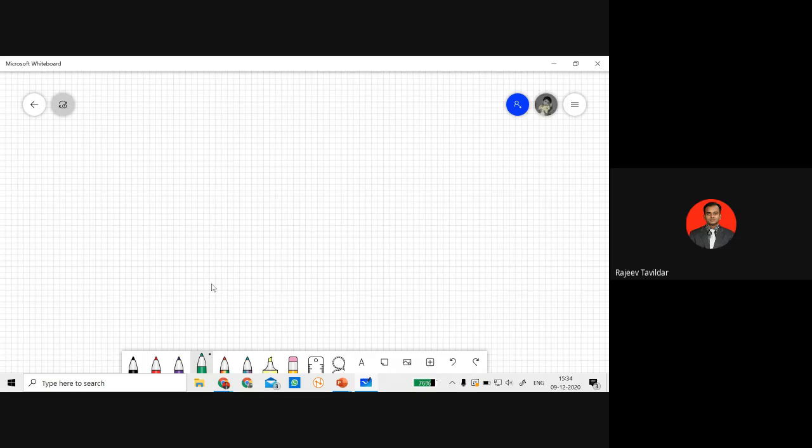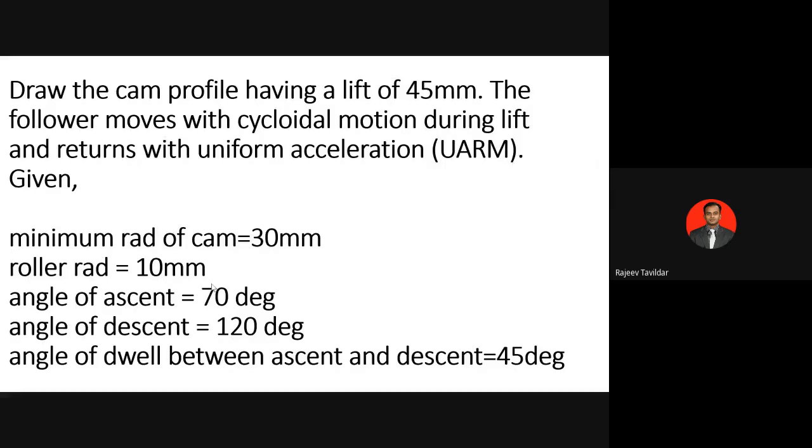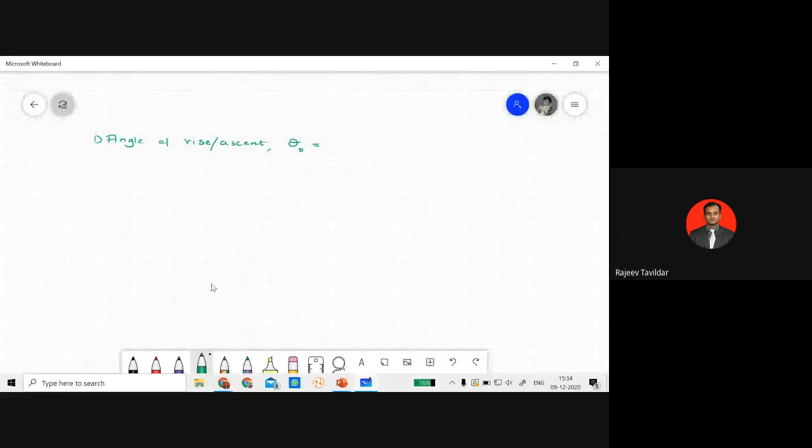So I'll just write down the notations here. The first one is the angle of, I'm just using the different terminologies that are used in different textbooks, it's also called the angle of rise or angle of ascent. This we are going to denote by theta naught. This is given to us as 70 degrees.